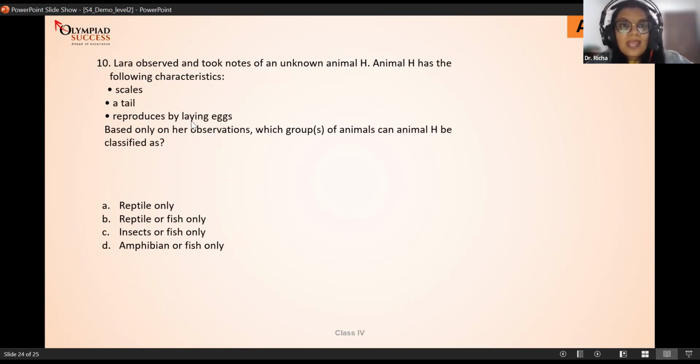Then you have an animal, H, which has scales. It has tail and it reproduces by laying eggs. What kind of animal can H be? It is a reptile or a fish. It has tail, it has scales. Reptiles and fish only have scales. Insects don't have scales. Insects have exoskeleton. Chitin, as I said. Amphibians have smooth skin. It is only reptiles or fish which have scales. They have tail and they lay eggs. Clear? Any doubt?